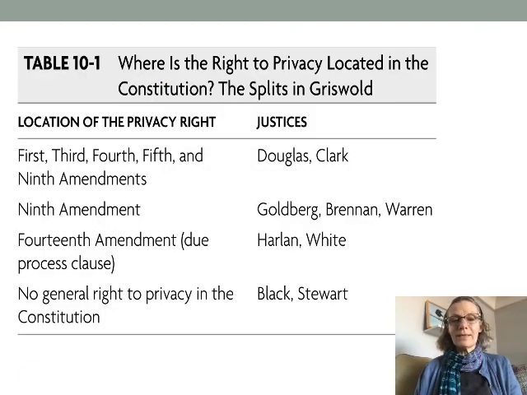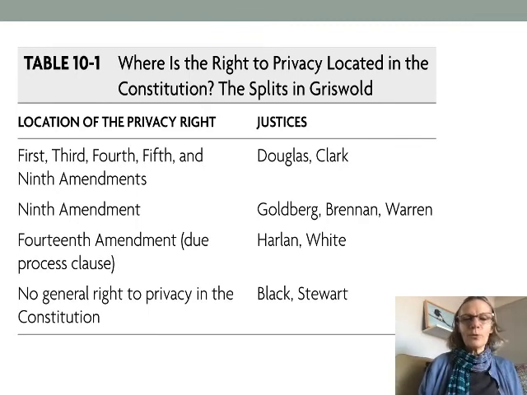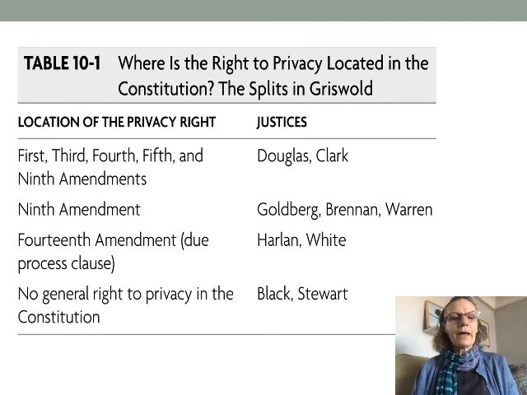So here's a look at the table in your textbook. Douglas and Clark locate the right to privacy in the penumbras that emanate from the Bill of Rights. Goldberg, Brennan, and Warren find it just in the Ninth Amendment, which, in the concurrence, makes a really good argument for why the right to privacy and other liberties as well can just be found in the Ninth Amendment. That says that just because the liberty isn't enumerated doesn't mean that it doesn't exist. Harlan and White find it in the Due Process Clause and utilize the substantive due process doctrine in order to establish the right to privacy. And Black and Stewart say that there's just no general right to privacy found in the Constitution. Words ain't there, doesn't exist, don't manufacture it.